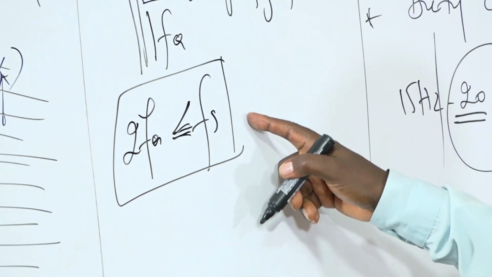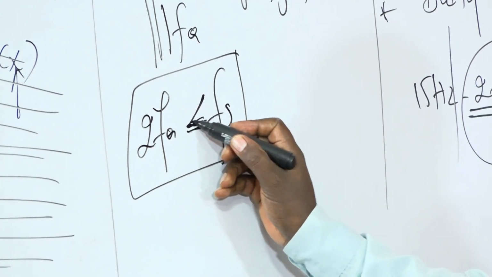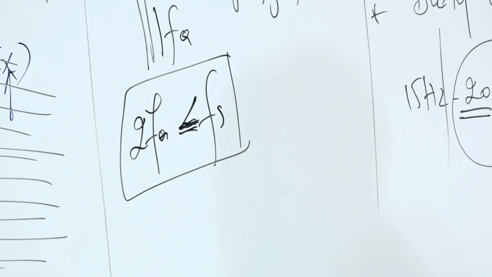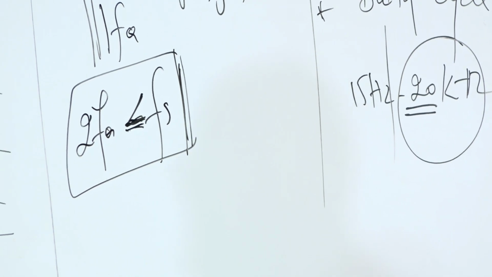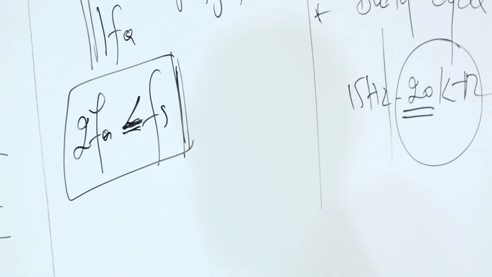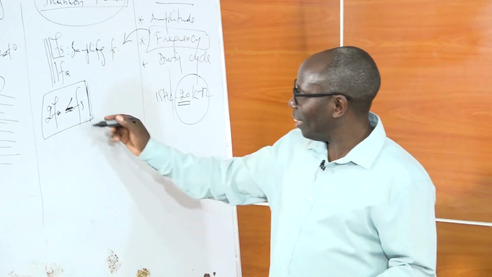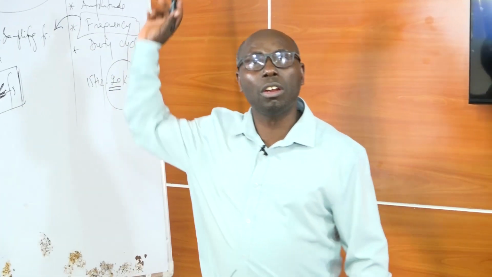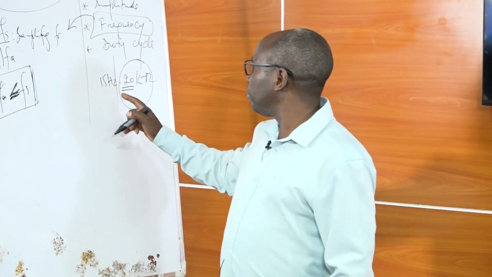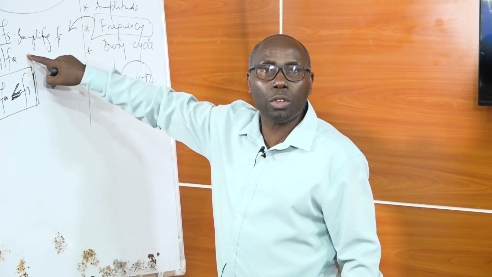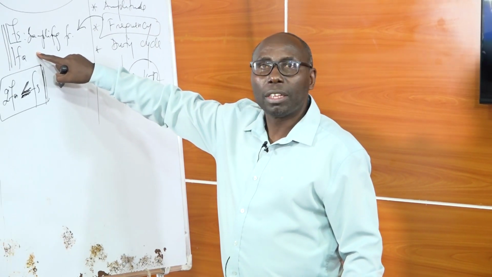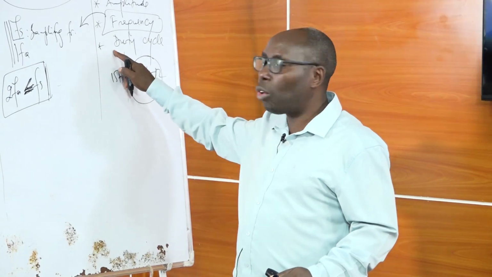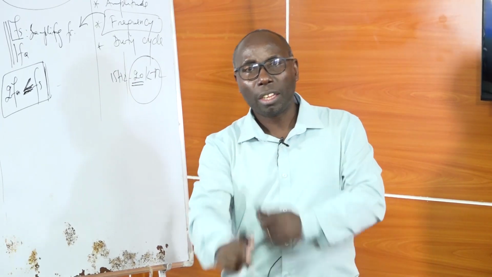Yes? If you don't obey this law, if it is not followed, what will happen? You will lose what you can't afford to lose. That's why you should make sure you are following this rule. This is called Shannon theorem or Nyquist theorem. Right? Now, after you follow this one, the signal you get will also be converted back into analog.